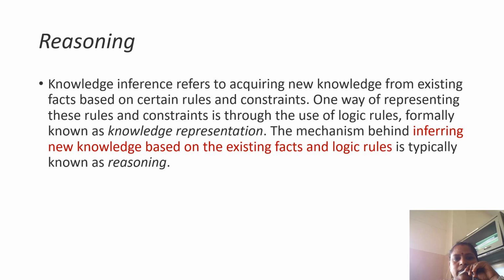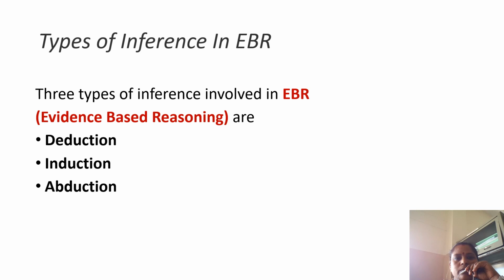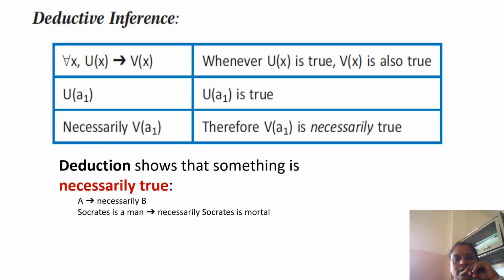Followed with it comes the reasoning. So the mechanism behind inferring new knowledge based on the existing facts and logic rules is typically known as reasoning. So there are three broader classifications of reasoning: abductive, probabilistic reasoning, which we have seen in the previous video lecture, and third one is evidence-based reasoning, which we will be seeing in this lecture. So there are three types of inferences in EBR. EBR stands for evidence-based reasoning. One is deduction, two induction, three abduction.